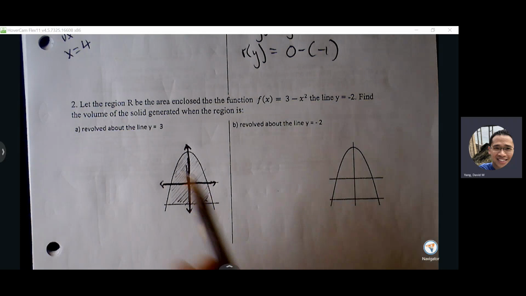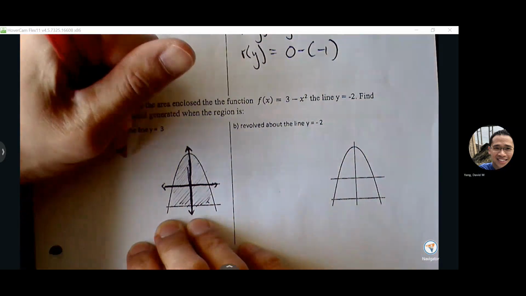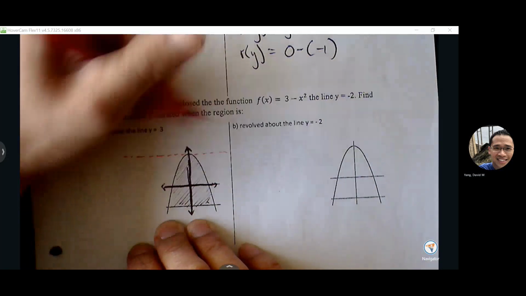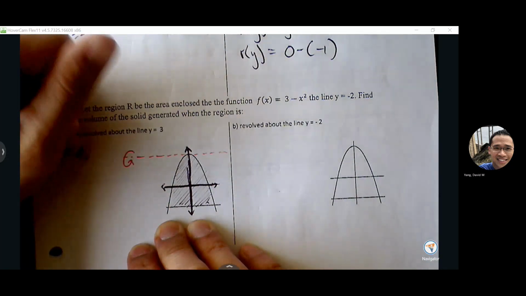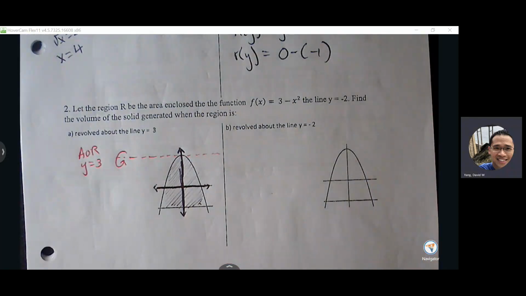Well, 3 is where the vertex is, so it's going to be touching the curve. All right, so the first decision we have to make is, is it disk or washer method? Washer method, right? It's touching, but it's not a flat surface up against the dotted line, which means that you see all these gaps, right? This gap, we have to make sure we subtract out.